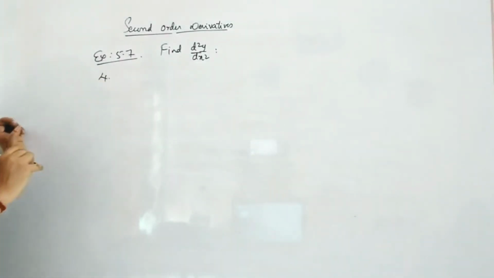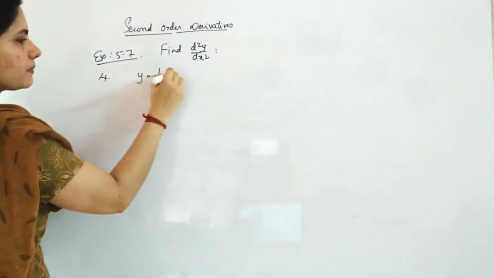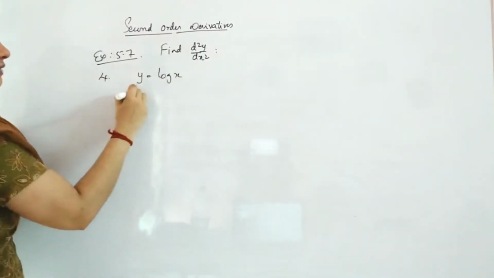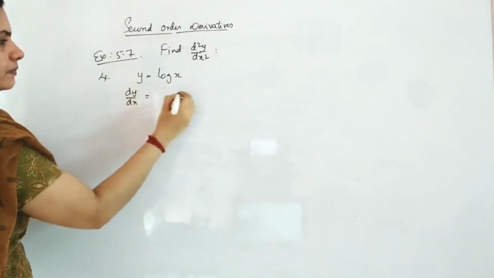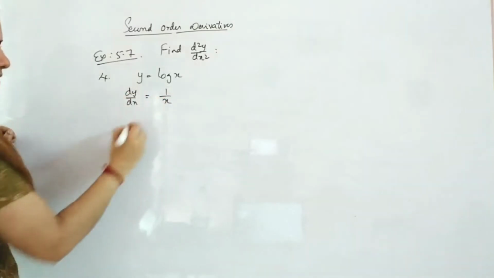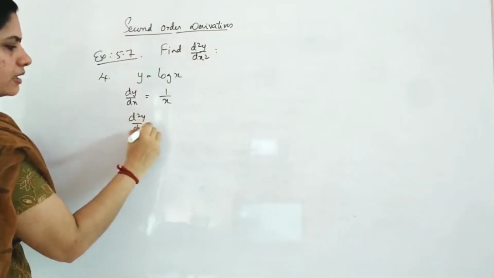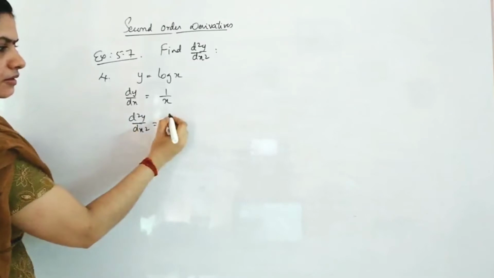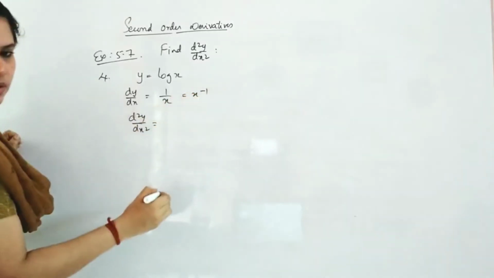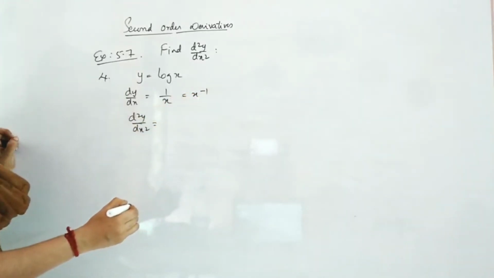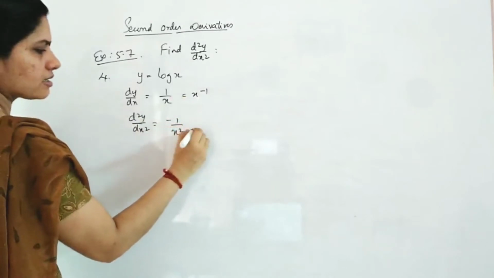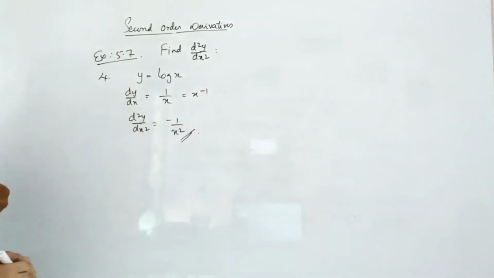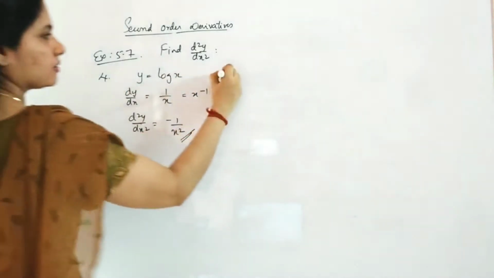Question number 4, y equal to log x. So dy by dx will be 1 by x. And what will be d square y by dx square? It is x raised to minus 1. So you get minus 1 x raised to minus 2. So it is minus 1 by x square. Okay.